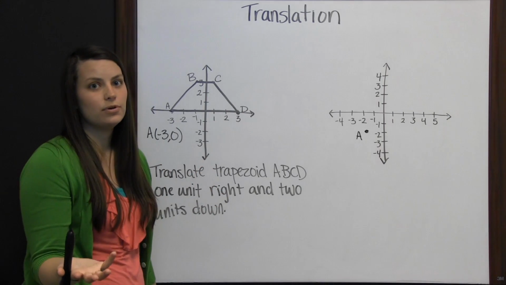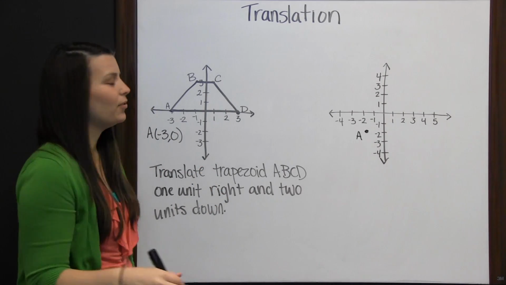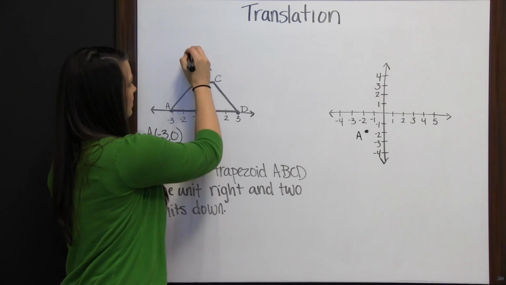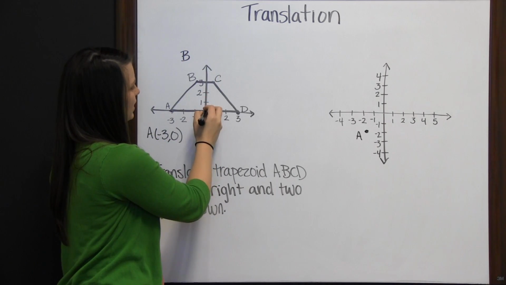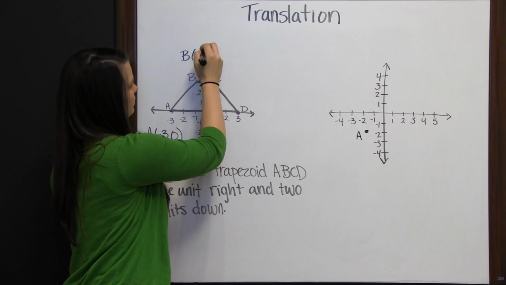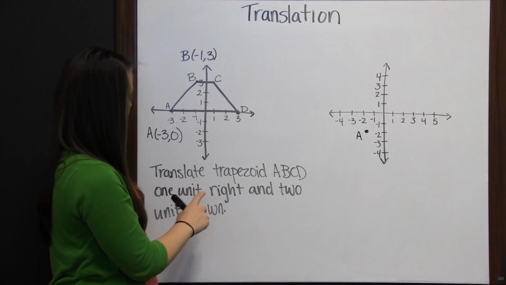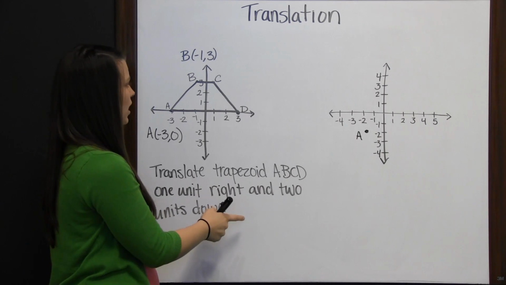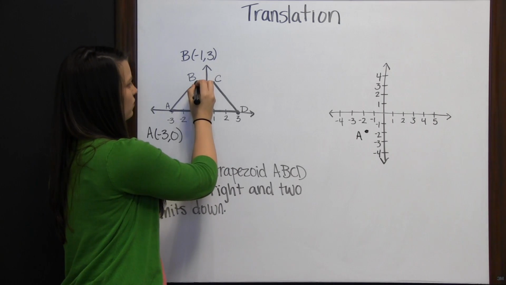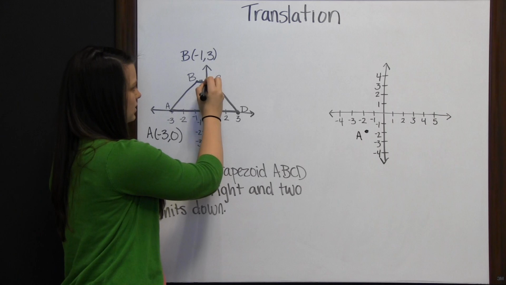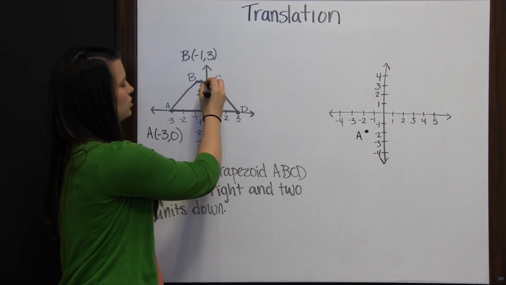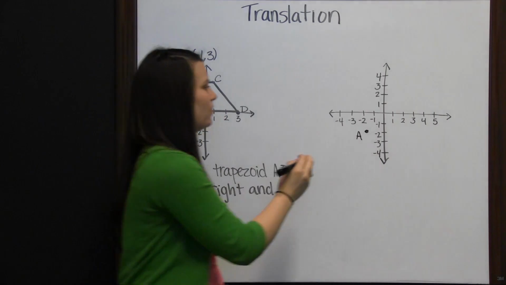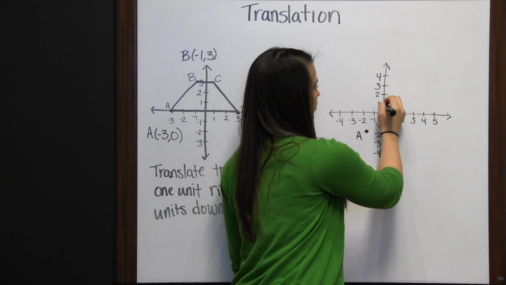And next we'll move B. You can move any of the points. I'm just going to go in alphabetical order. So next I'm going to take point B, and B is at -1, 3. And I'm going to slide it or translate it 1 unit to the right. So if it's at -1 now, I'm going to move it 1 unit to the right, so it'd be on 0. And then 2 units down, we'd be at 1. So over 0, up 1 is our new point for B.